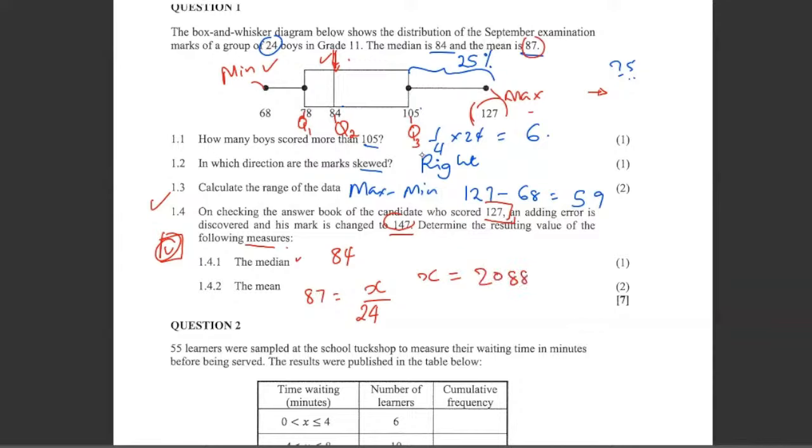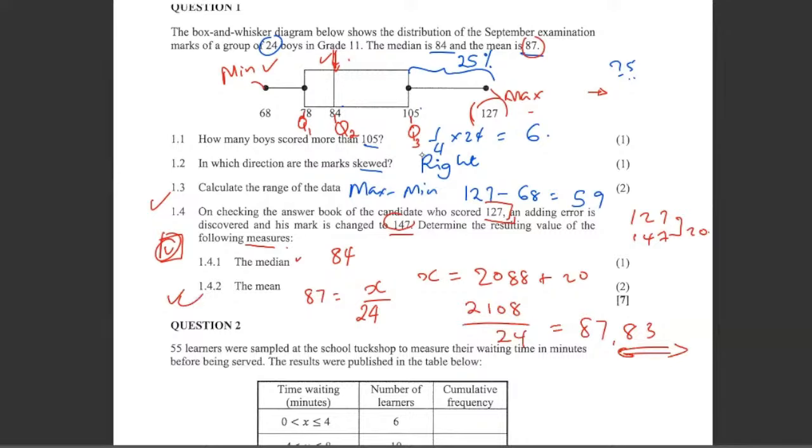But now we are increasing from 127 to 147, which is an increment of 20 marks. So if we add 20 to this number, we're going to get 2108 over 24. So what does that give us? 2108 divided by 24, we are getting 87.8333. Okay, so that's just the longest approach. Okay, I know in our midst we have people that will solve this very, very fast. Okay.